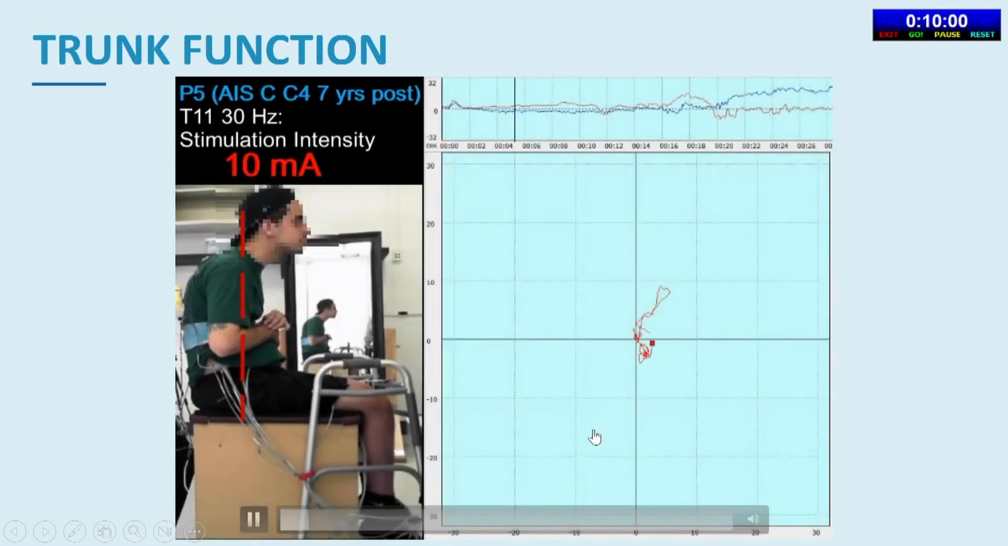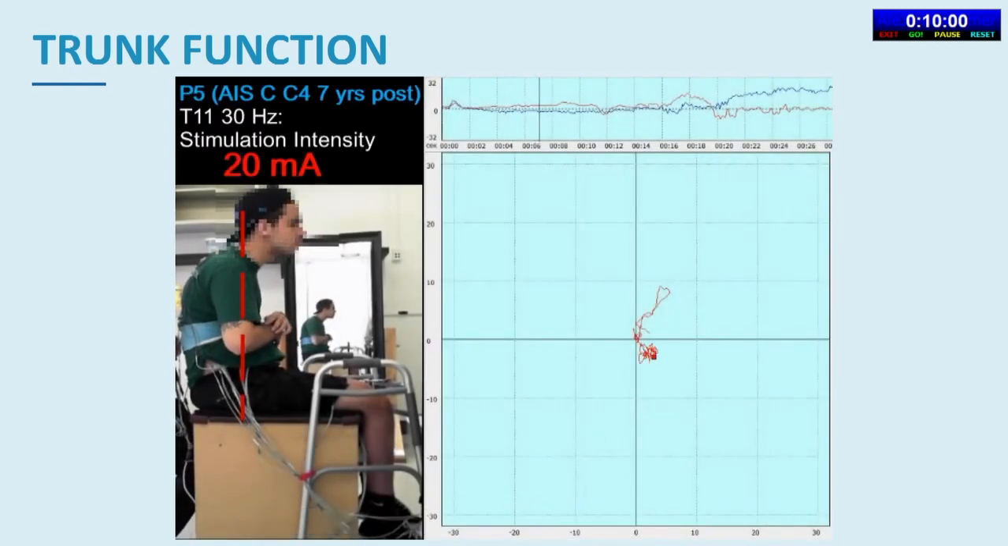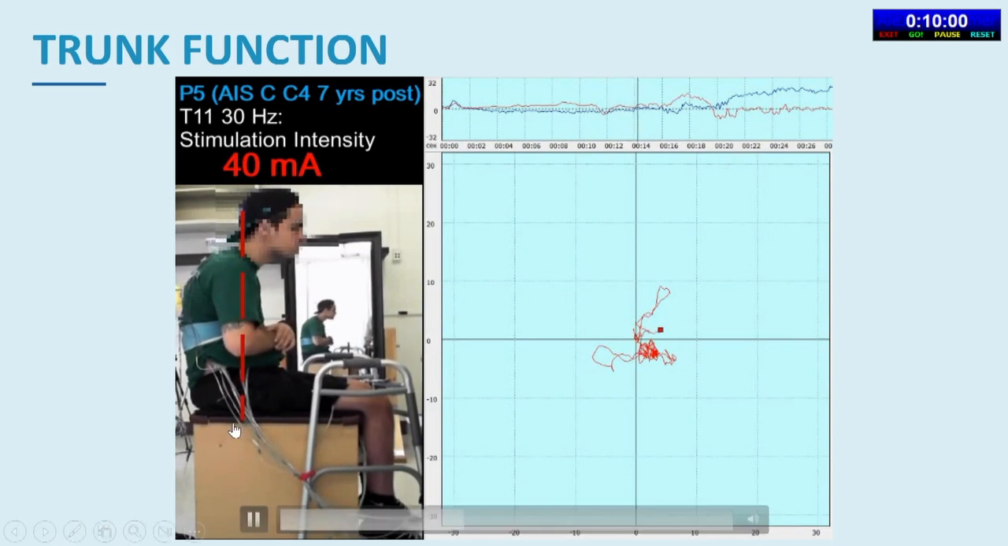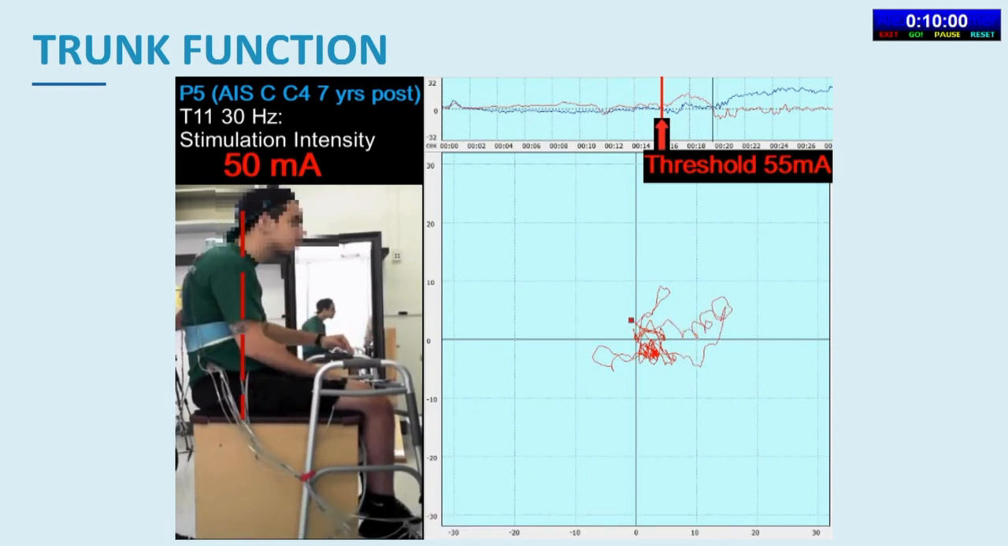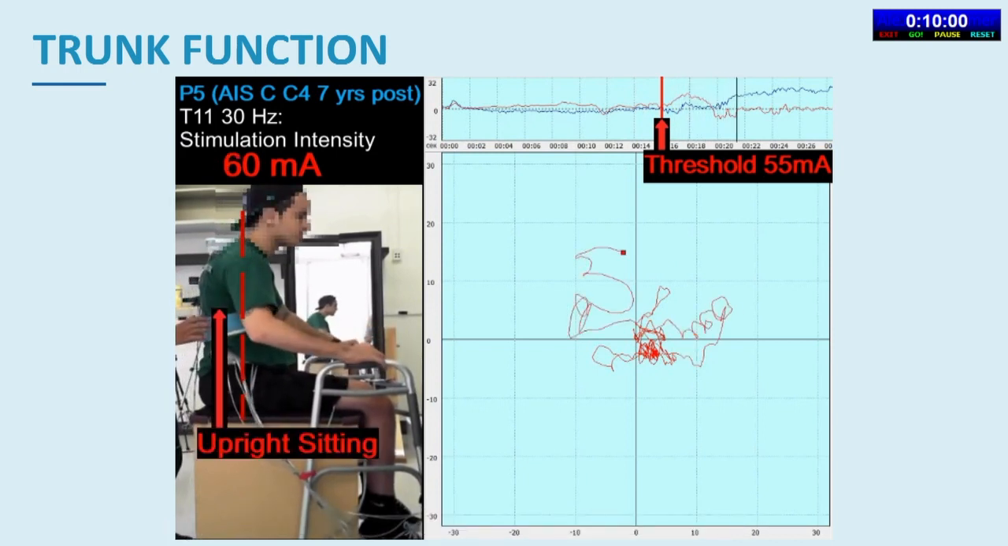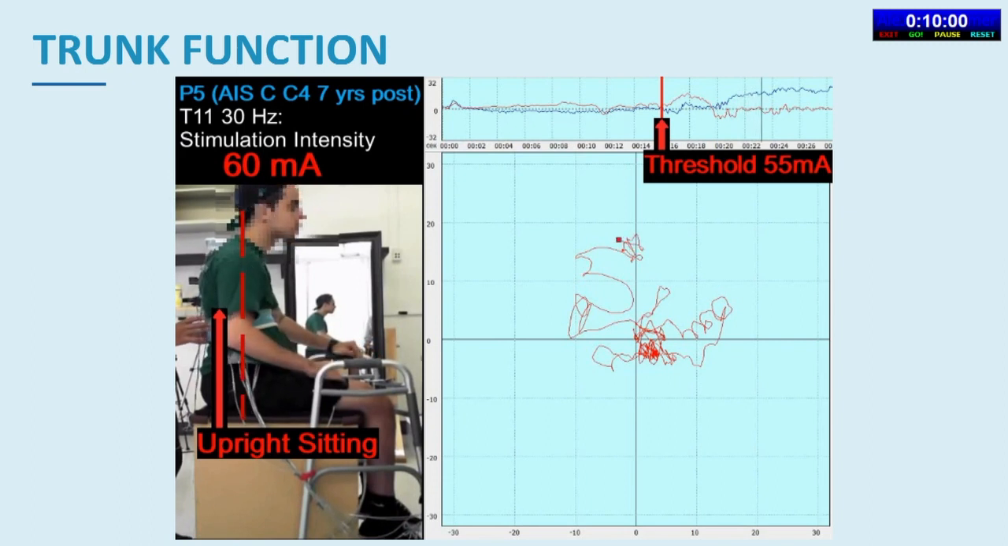So I'm going to show you an array of different studies ranging from upper extremity to trunk function. Individual with chronic SCI, ASIA C, C4, 7 years post-injury. Here we're stimulating the T11 vertebral level, and as you increase the intensity, he's sitting on a little force platform, and we're monitoring the center of pressure on the right-hand side, and you can see the deviation occurring as his body posture changes, reaches a certain threshold, and that's when you see upright sitting induced by the stimulation. And we use a certain intensity for active training over a period of time.